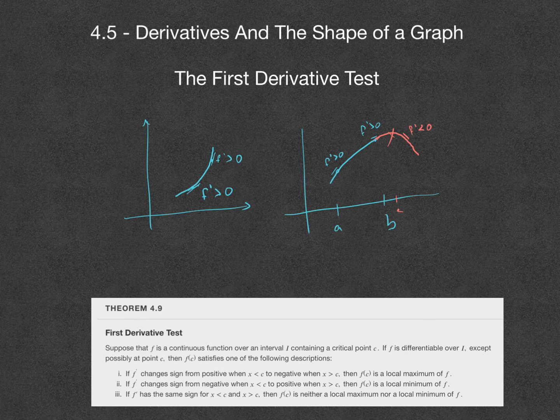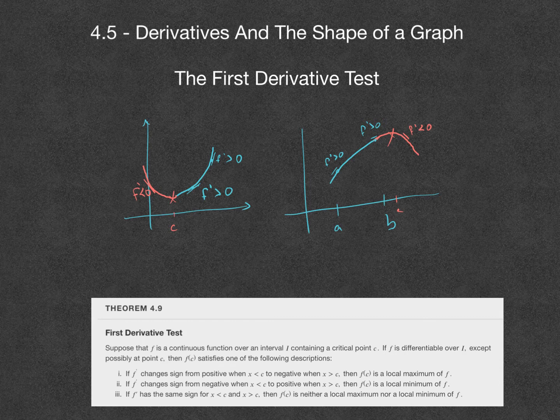Okay, and then moving on to part 2, if the derivative changes sign from negative to positive, then we have a local minimum. And if I extend my graph a little bit to the left, we can talk about that. Here, my f prime is negative, and then at some point C there, the slope changes from negative to positive. So f of c is a local minimum.